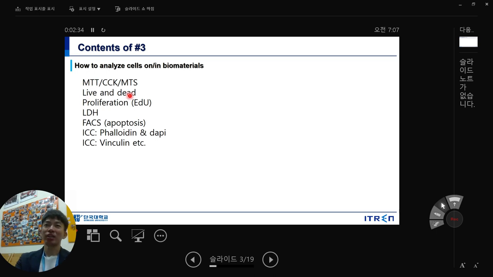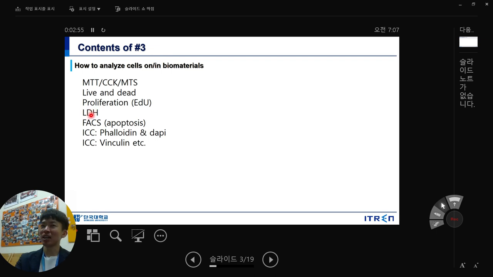Then live and dead. I know you did a lot of live and dead, but how are they stained? And then you say you are doing some proliferation test. Is it really a proliferation test? I'm asking.